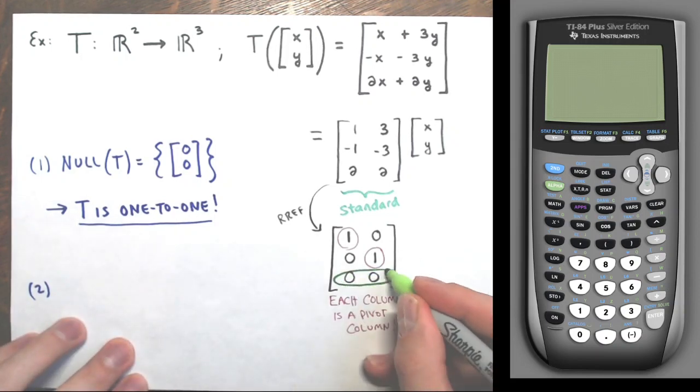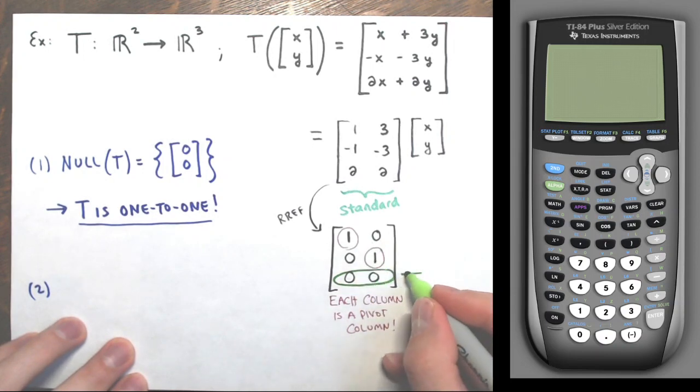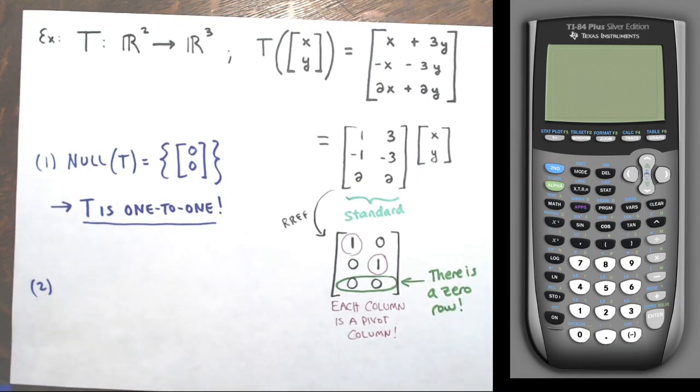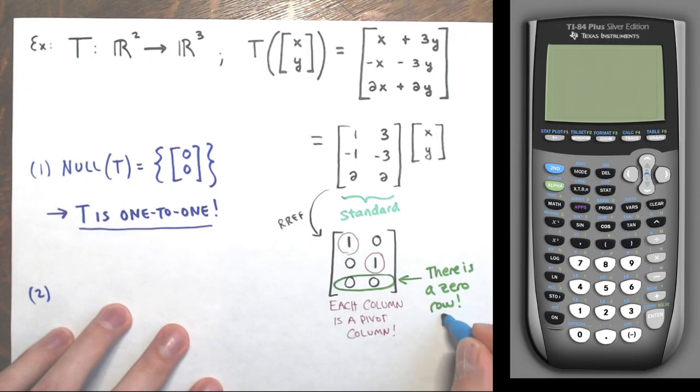All right, then number 2, looking at this and say, oh, uh-oh. You know, the last couple examples, all the rows were non-zero. There is a 0 row. That's not good, right? There is a 0 row. So that means that the range is not the codomain. Right? This is not onto, right? This tells me that the range of this transformation is not going to be R3.